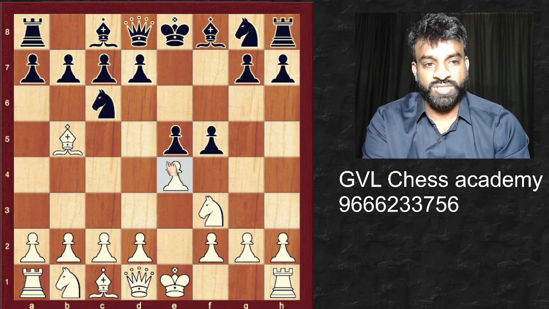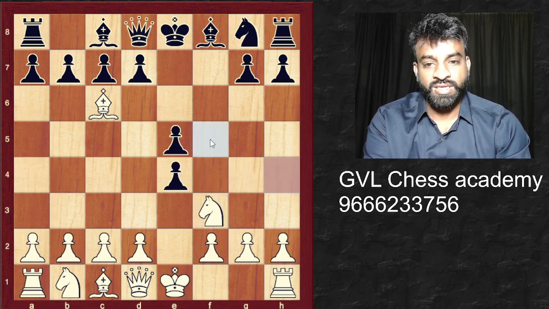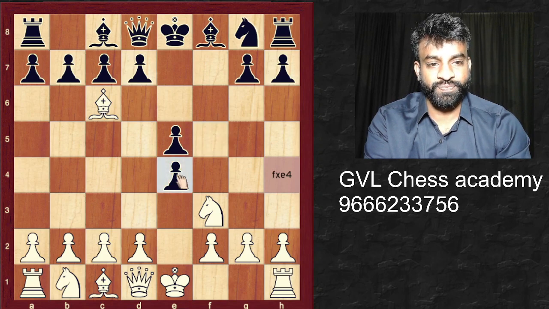Algebraic notation uses the letter X to indicate a capture. So what is the capture symbol? X. Now the bishop captures the knight, so you need to write Bxc6. When a pawn makes a capture, you write down the file on which it starts. So what is the pawn name? F pawn. So fxe4.